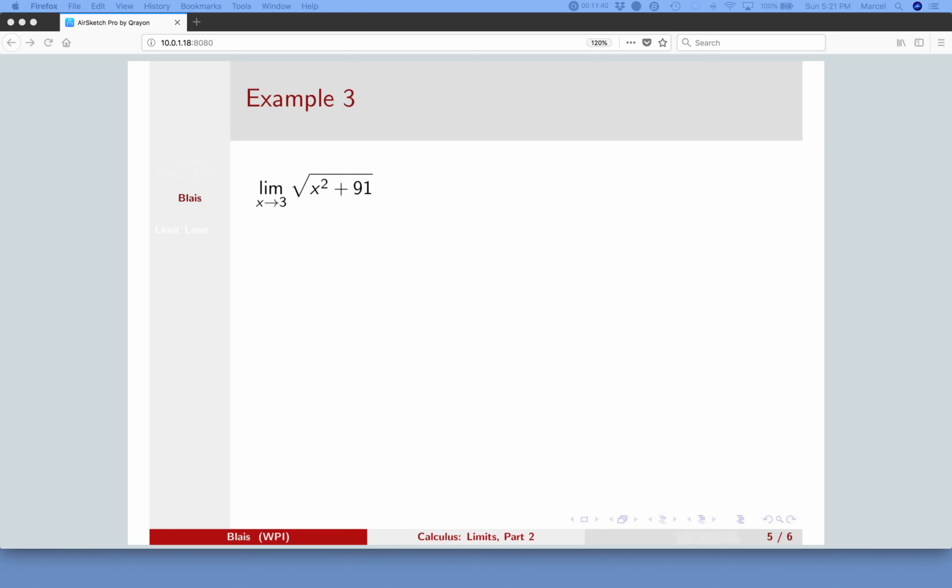Let's do some other standard calculation examples. So let's do this limit question here and think about the laws that we use. And the first thing that we do is recognize our root law. Our root law says we can bring that limit inside. So this is the square root of the limit as x goes to 3 of x squared plus 91.